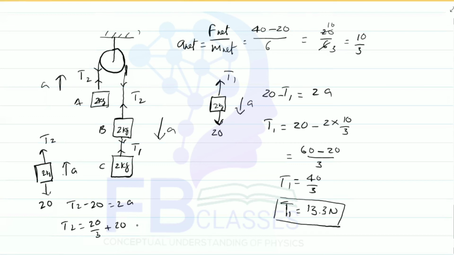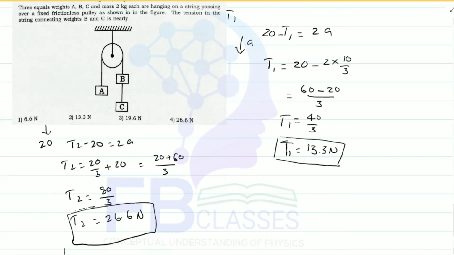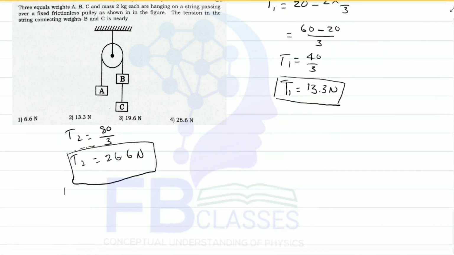So that is equal to how much, my dears? 60 plus 20. Yes or no? Otherwise 20 plus 60 upon 3. So total is 80 upon 3. Yes or no? Do you understand? So that is the value of T2. So T2 is equal to 80 upon 3. This value will come approximately 26.6 Newton. Okay, but he asked only about T1, but we found T2 as well. Understand? So the correct option is the second option.